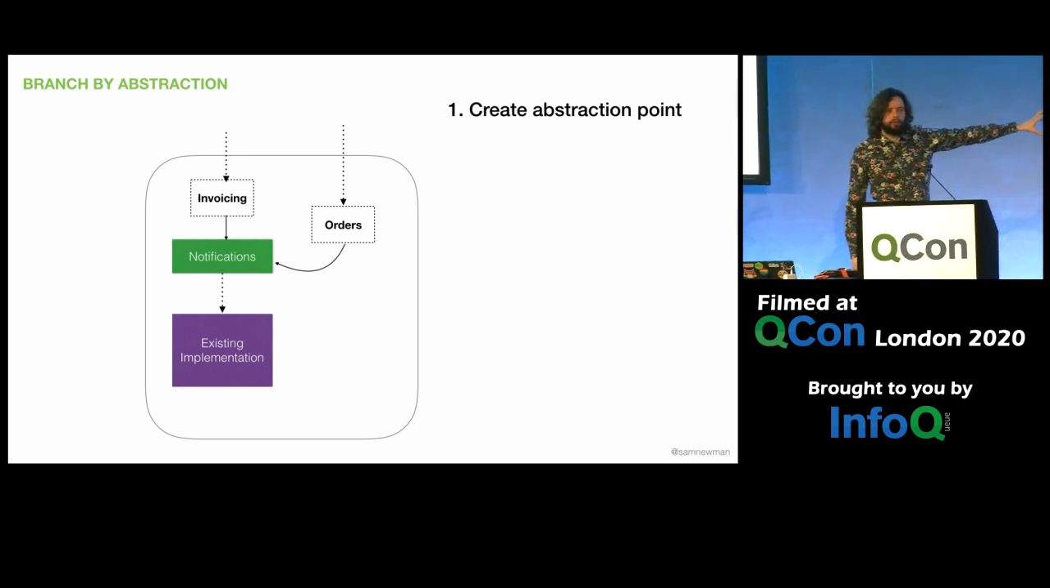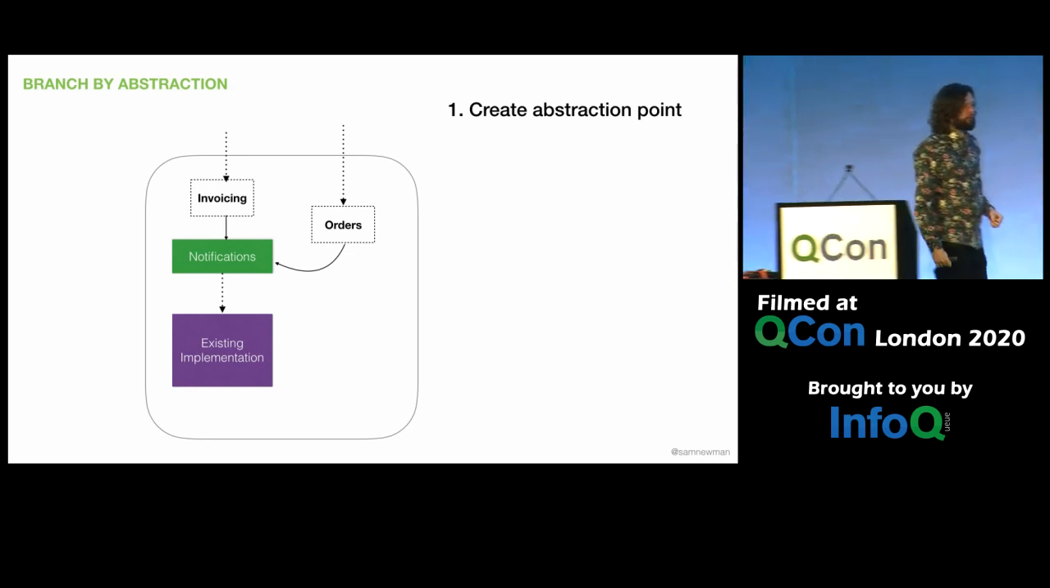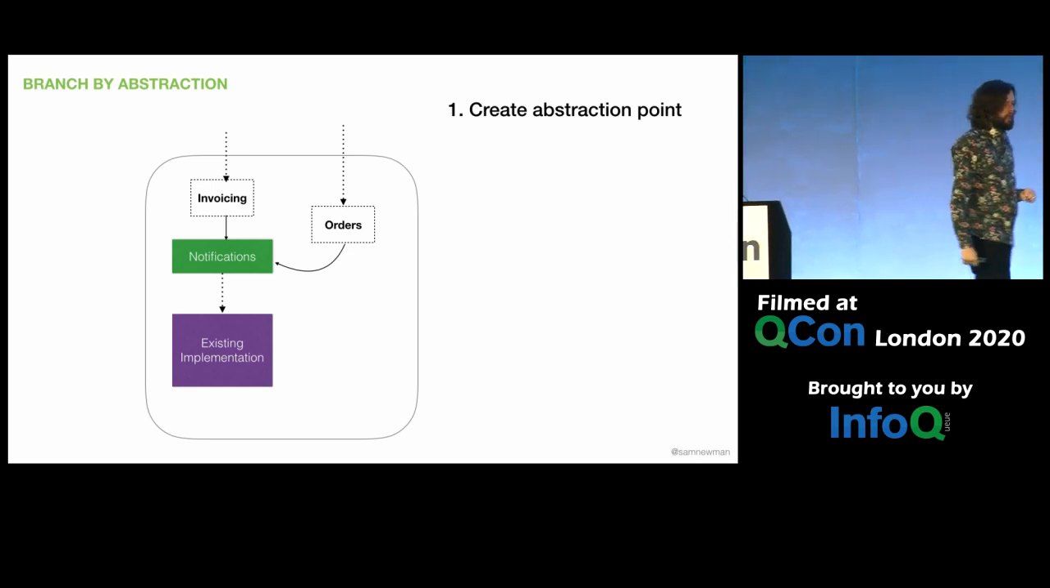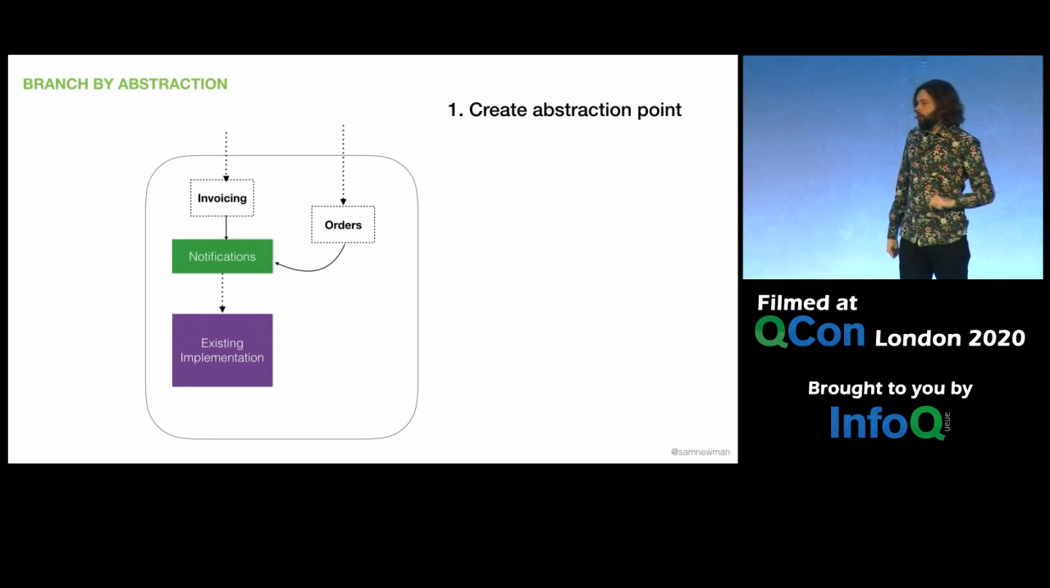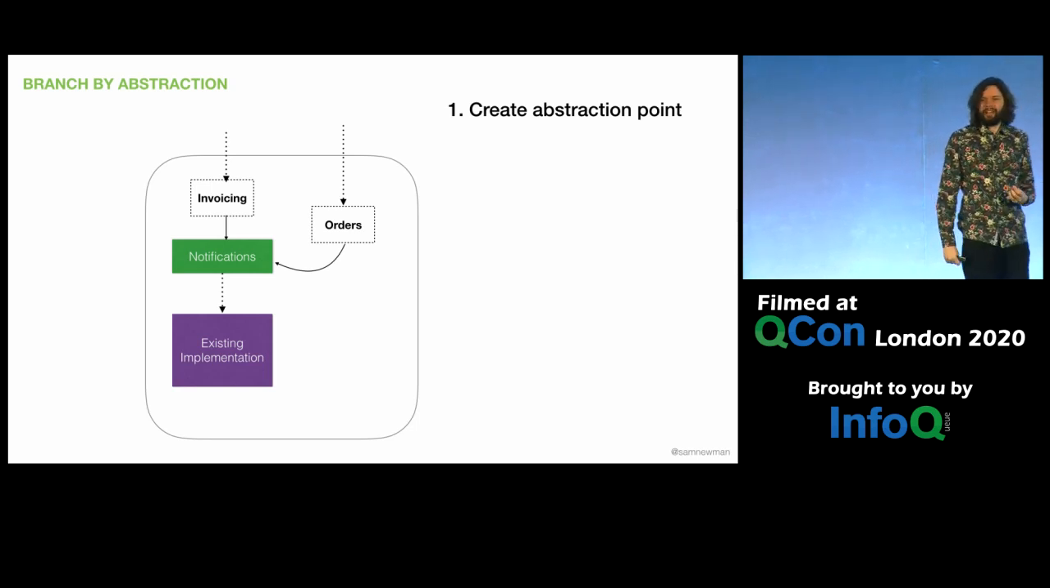So at this point, all we've done is we've created a nice abstraction point in our code. And we could stop here, and we've made our code base nicer and more testable, which doesn't sound like a bad thing to do anyway, right? So this is a good old-fashioned bit of refactoring.